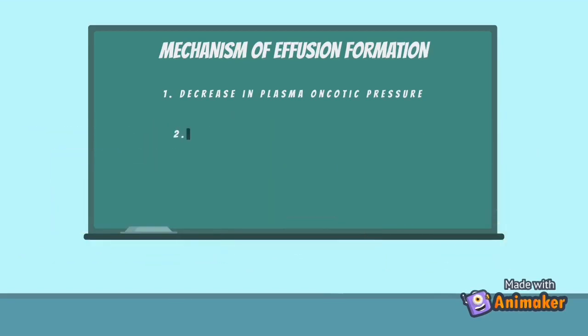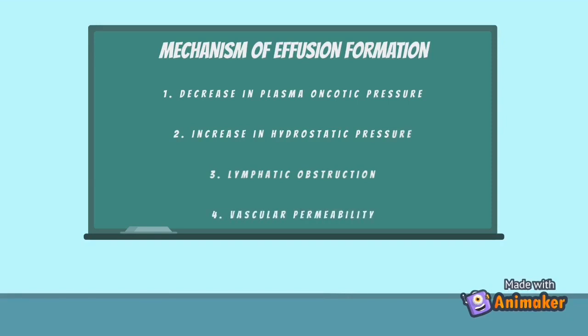Next is increase in hydrostatic pressure. This pressure increases when there is pooling of blood in organs and localized or generalized congestion. Lymphatic obstruction occurs by compression of lymphatic vessels due to space-occupying lesions or conditions, which are masses such as neoplasia. Lastly, inflammation can cause increase of vascular permeability. This allows the escape of blood plasma fluids from the blood vessels into the site of injury.